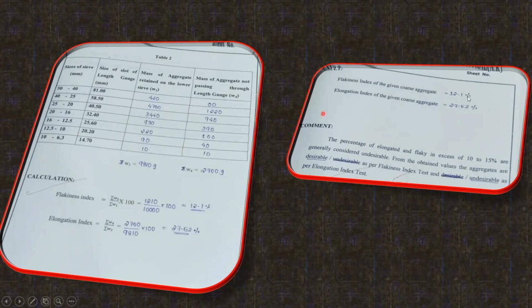So your flakiness index is 12.1, and the elongation index is 27.52%, but according to the Indian standard your value should fall between 10 to 15%. So here the flakiness index is coming within 15%, which is okay, whereas the elongation index has exceeded 15%. The percentage of elongated and flaky aggregates in excess of 10 to 15% is generally considered undesirable. From the obtained values, the aggregates are desirable as per the flakiness index test, and undesirable as per the elongation index, since you are getting 27.52%, which is greater than 15%. So we consider that to be undesirable, right? Those aggregates we cannot use in the construction, right?